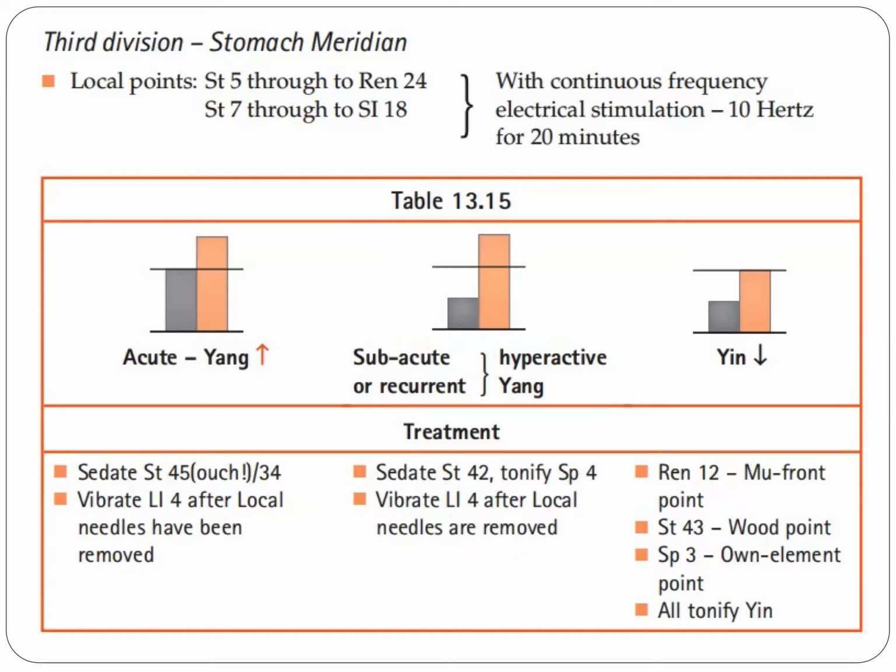Then we have yin deficiency, REN 12, the front mu point, stomach 43, wood point, spleen 3, own element point, all tonify the yin.